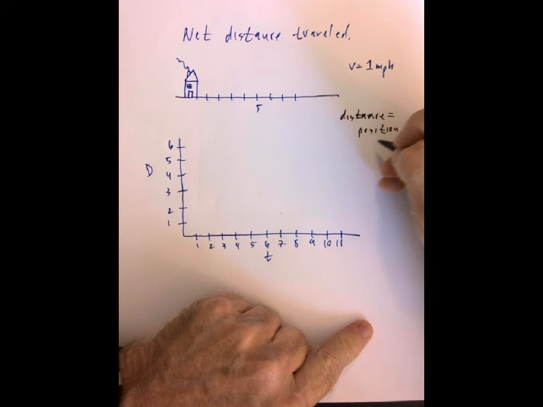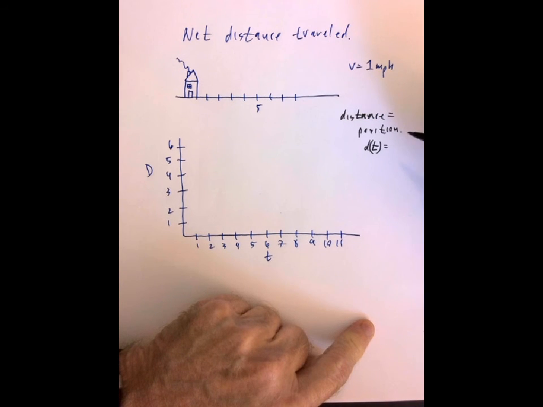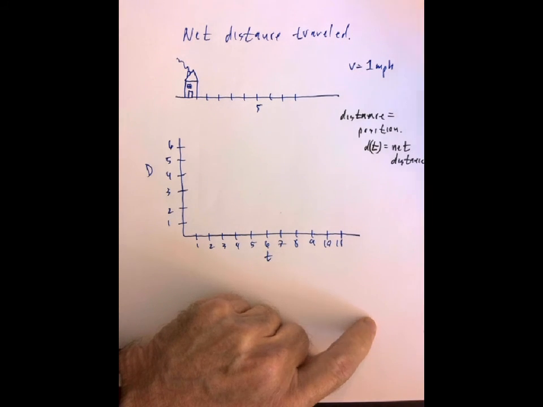So we're going to think of the distance, d of t, as how far away the particle is from its starting position at a given time. Okay? In other words, we could put it this way, the net distance.